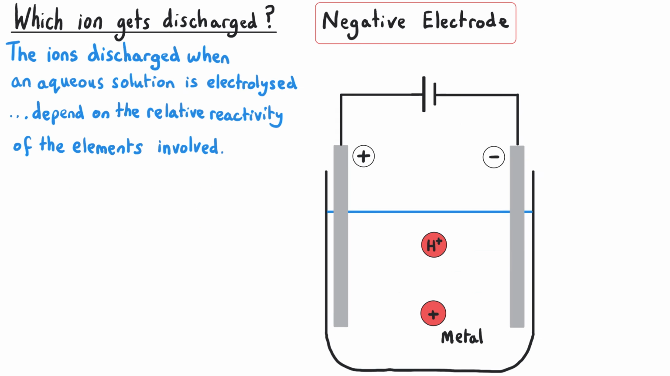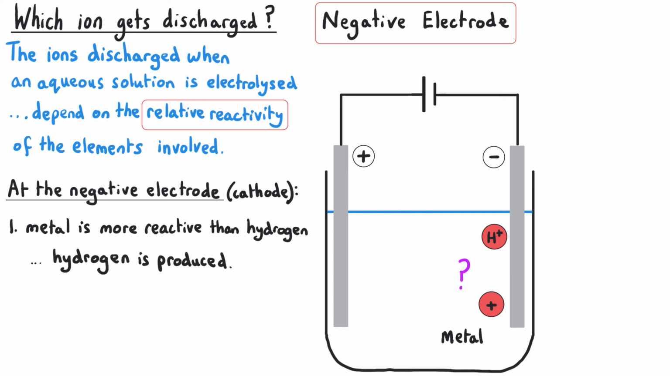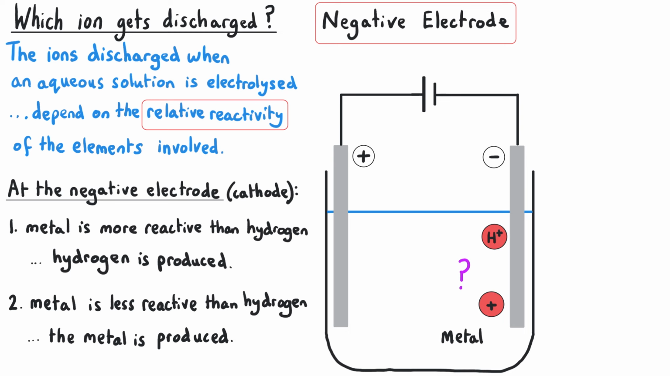In theory, both of the positive ions will be attracted to the negative electrode during electrolysis, but only one will get discharged, that means lose its charge, while the other will stay in solution. In general, the ions discharged when an aqueous solution is electrolyzed will depend on the relative reactivity of the elements involved. So at the negative electrode, the cathode, we are deciding between a metal ion and the hydrogen ion from the water. And the rule for deciding which will be discharged is this. If the metal is more reactive than hydrogen, the hydrogen ion will be discharged and hydrogen is produced. If the metal is less reactive than hydrogen, then the metal will be produced because the metal ion is discharged.